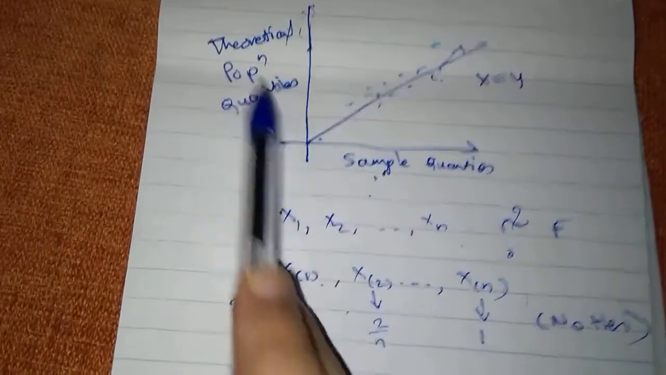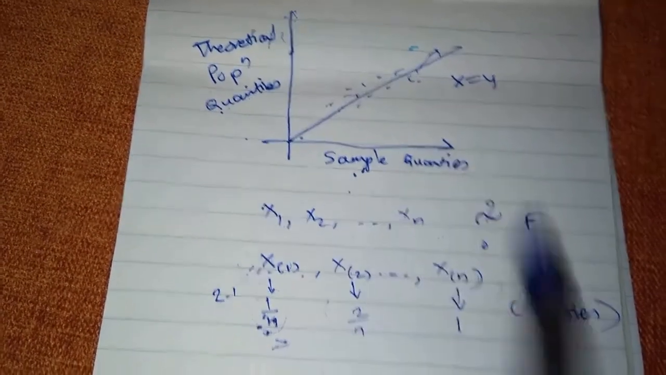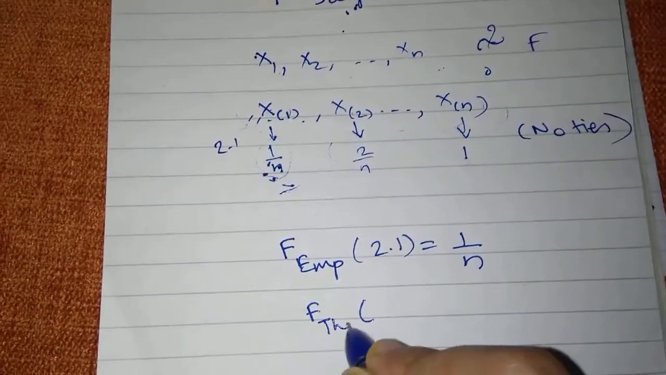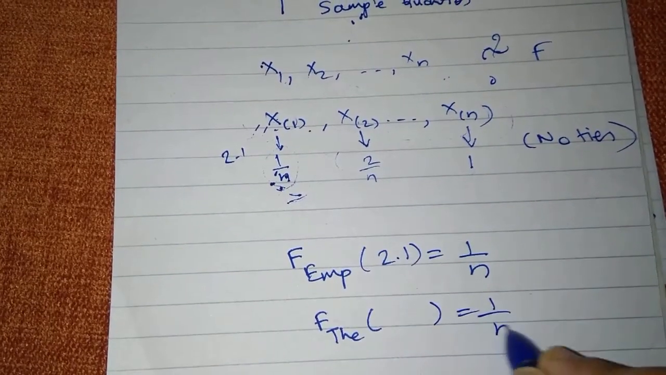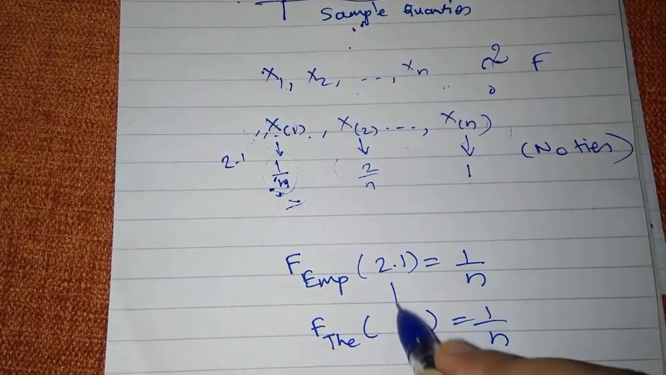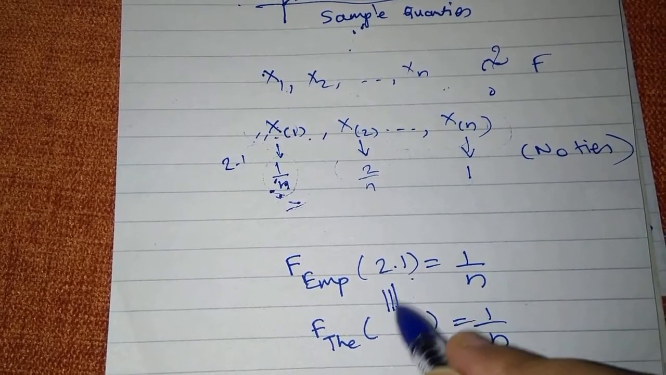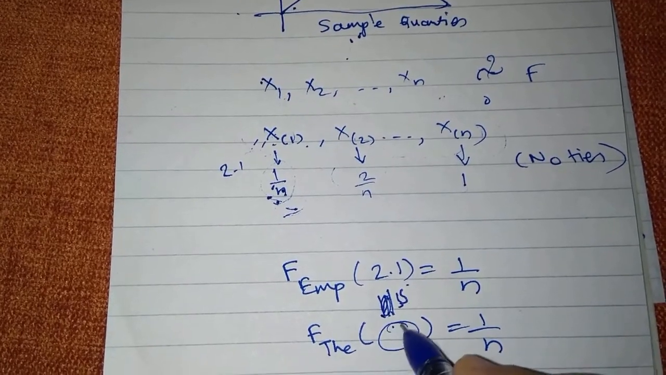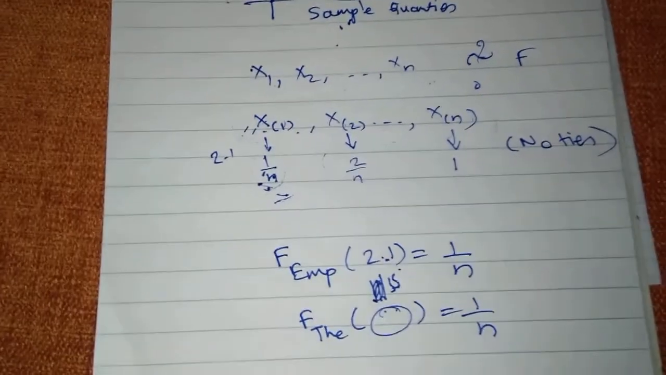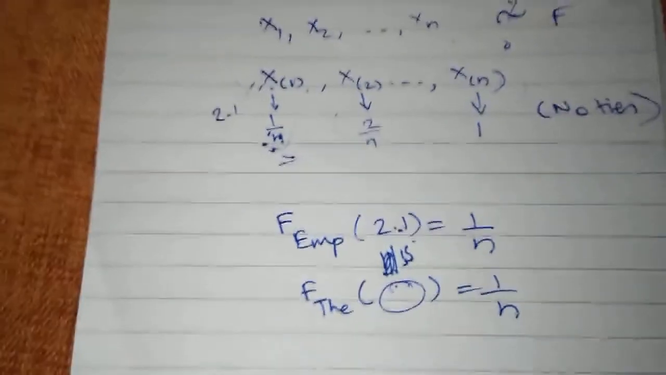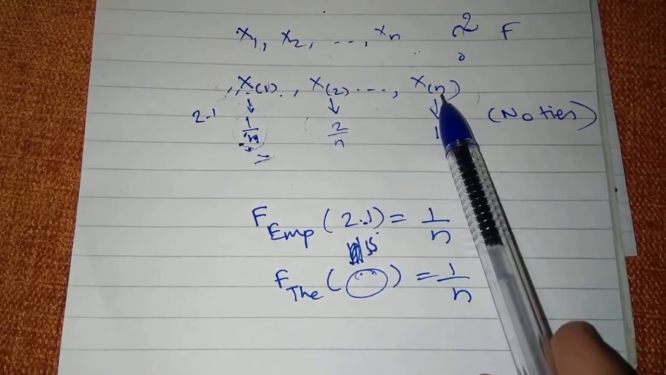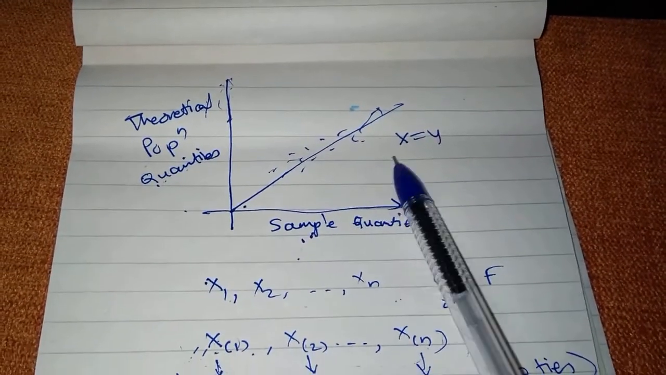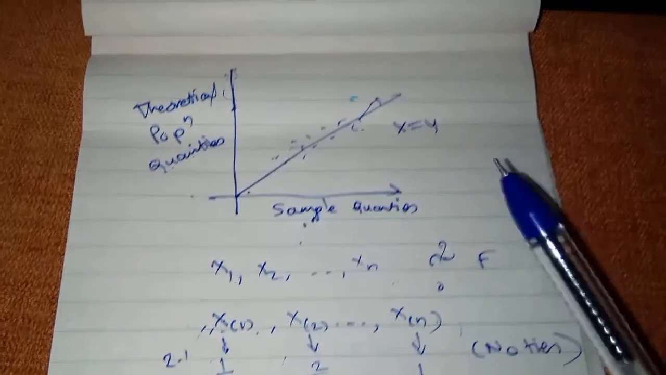Then if my theoretical population agrees with this, the theoretical CDF at some value is going to be 1 by n, and we want that value to be as close to 2.1 as possible. Okay, what was the sign for approximately? It is this. So we want this value to be approximately close to 2.1. If that happens for each one of these, then I can say that the distribution fit is good. Then we'll get this type of straight line graph.